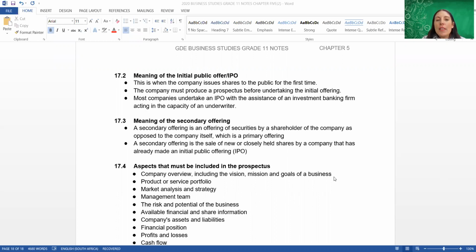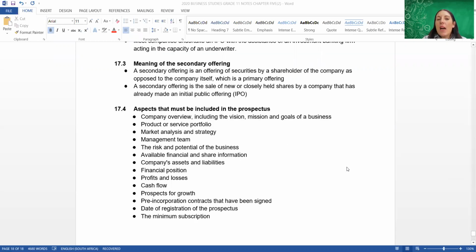Right, what must be included in the prospectus? Company overview, including the vision, mission, and goals of the business. That's important because we need to attract shareholders through the prospectus. The product or service portfolio: what products or services is this company offering? Market analysis and strategy. Potential investors need to see if market research has been done, and the findings, information, graphs and statistics should be presented in the prospectus.